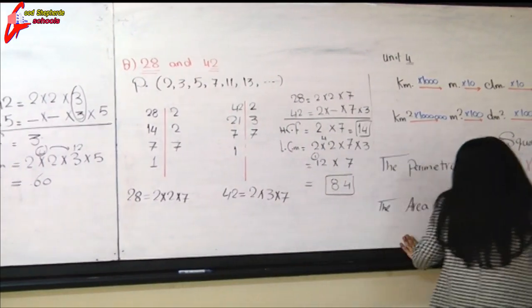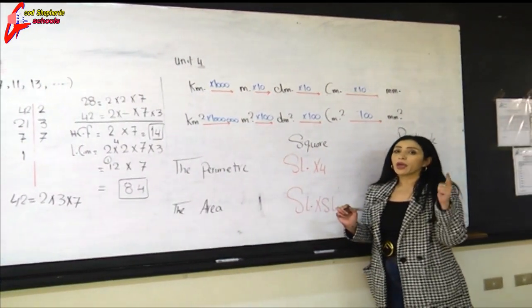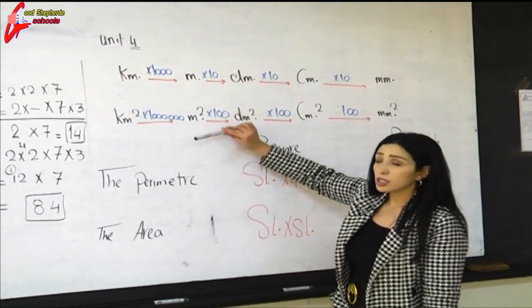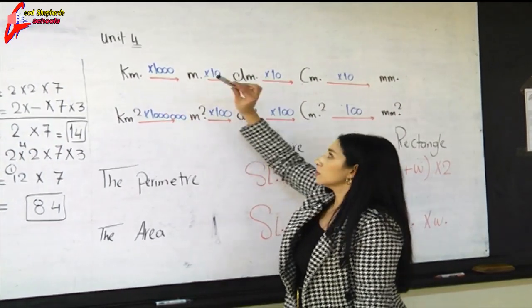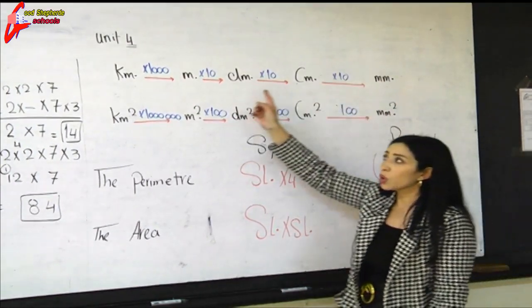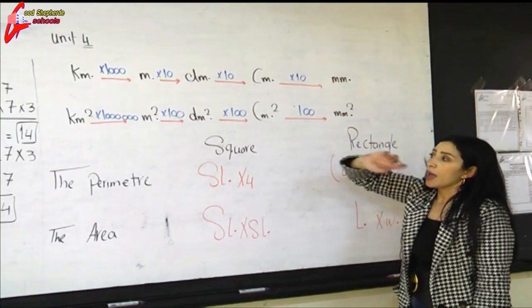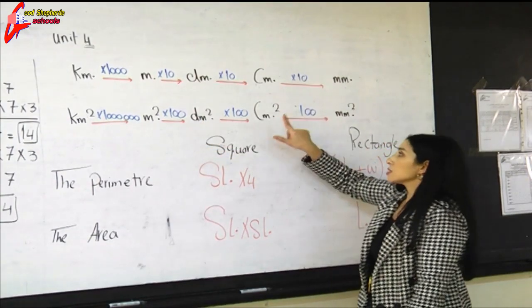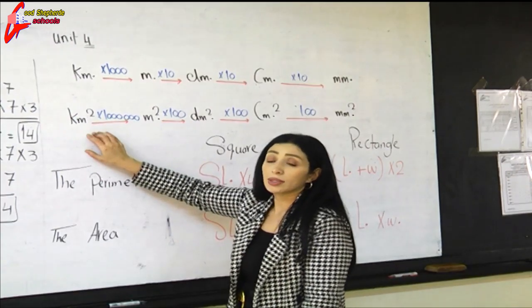Let's move to the last unit, unit 4. We will talk about length, perimeter and area. We have two trains of measuring units of length and area. The train of length: kilometer, meter, decimeter, centimeter, millimeter. All of these are measuring units of length or perimeter. And the second train: kilometer square, meter square, decimeter square, centimeter square, millimeter square, shows you the measuring units of area.